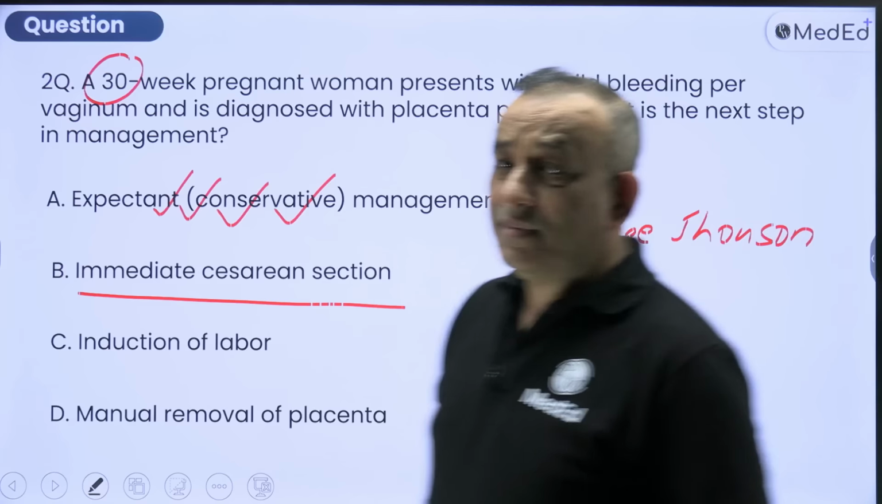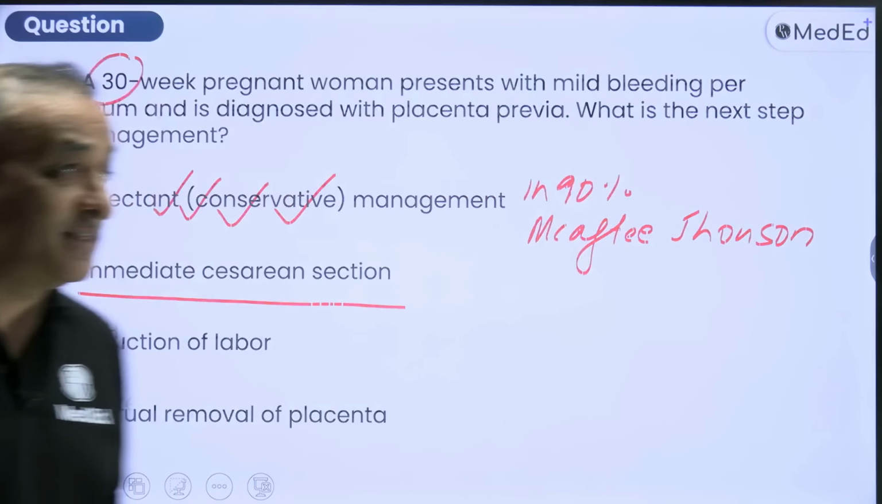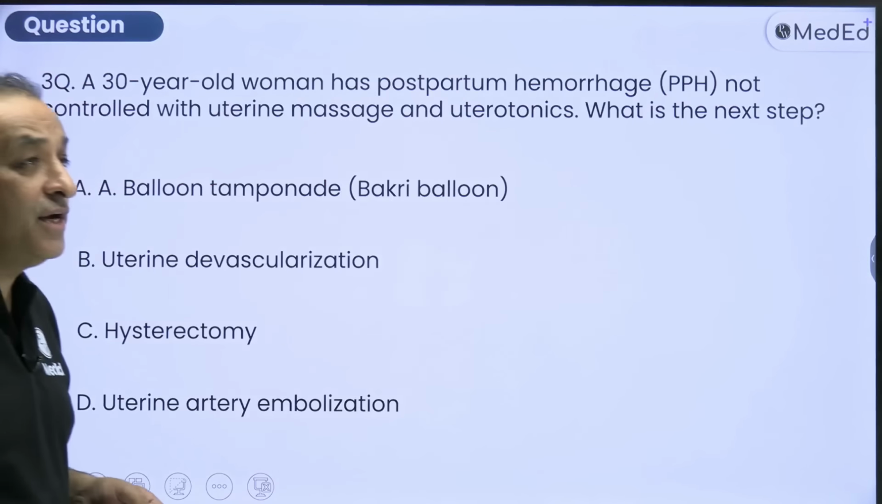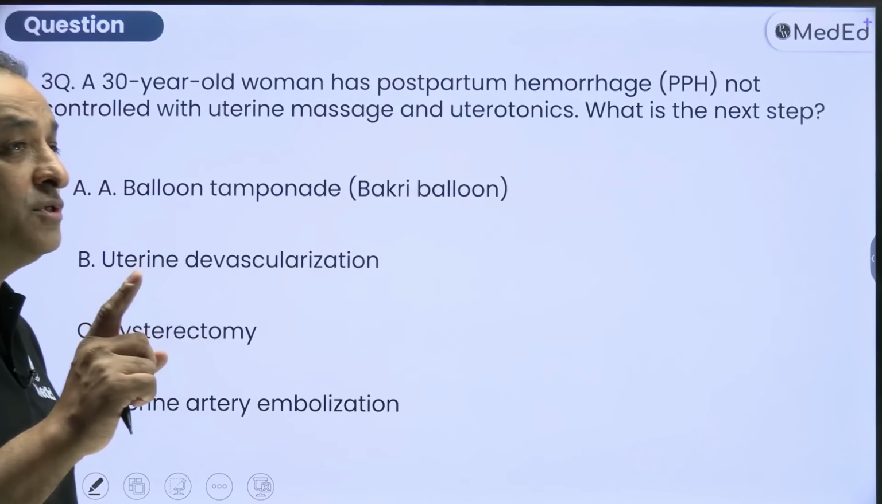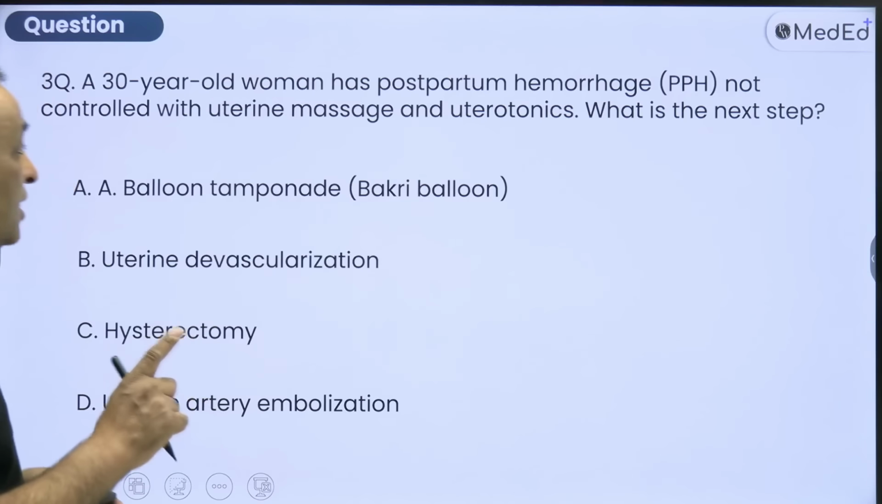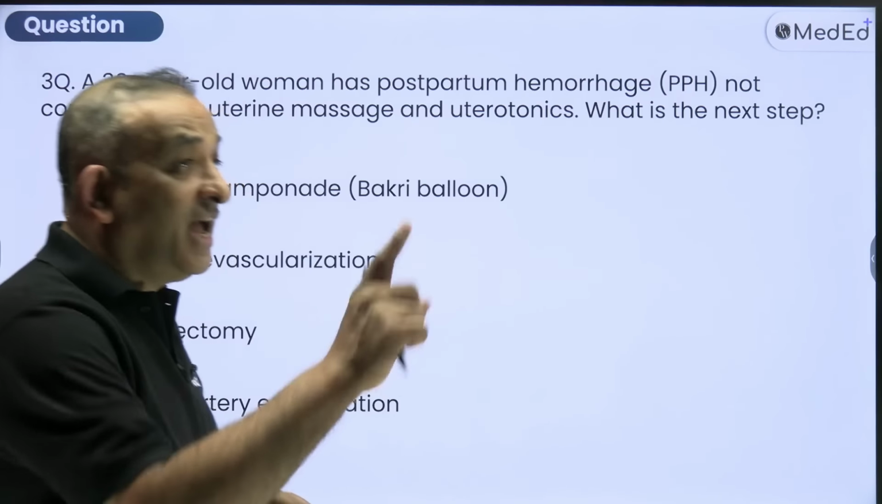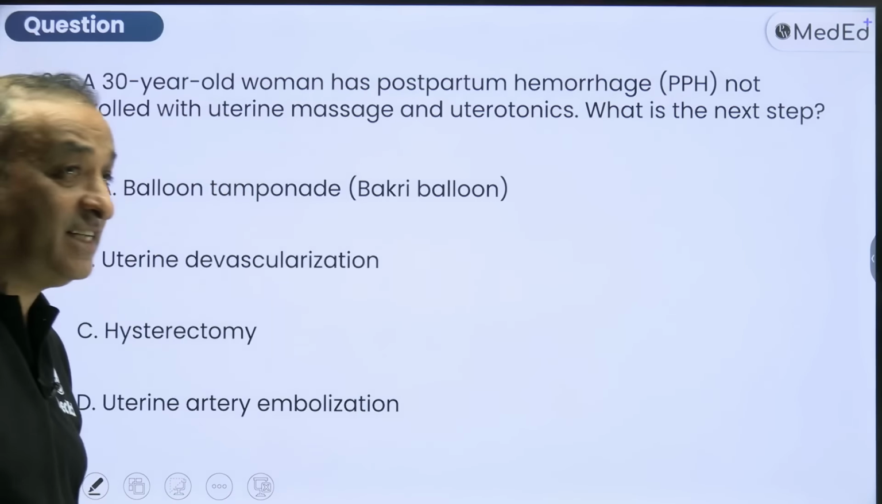And the question of the day, guys. Question number 3. A 30-year-old woman has postpartum hemorrhage not controlled with uterine massage and uterotonics. What is the next step?